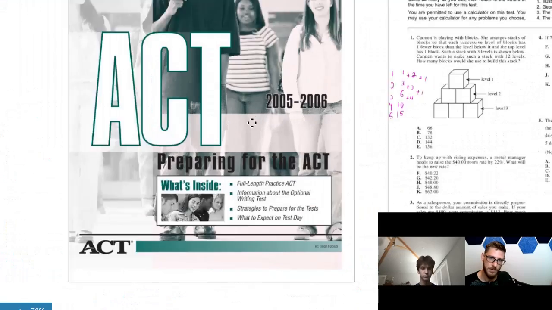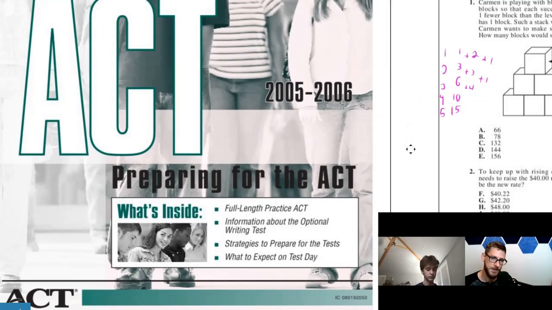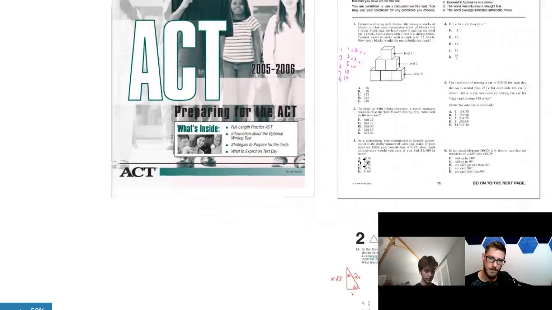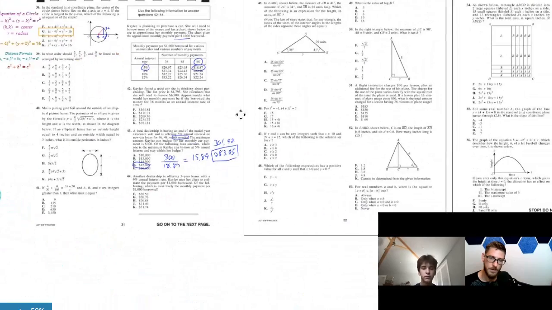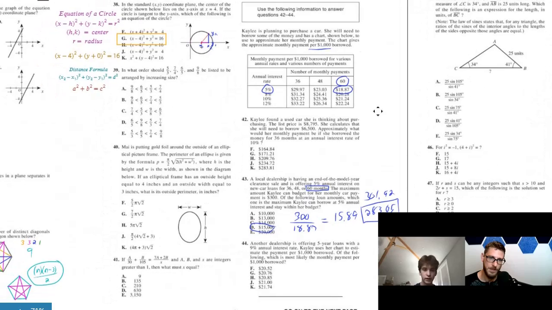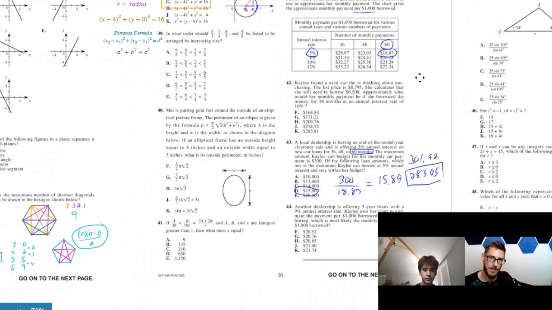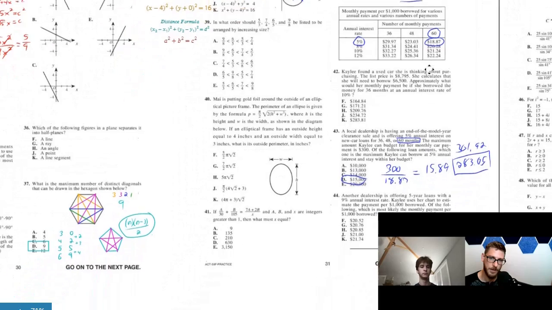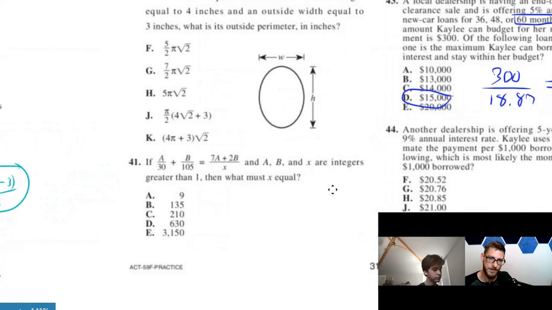This is still from the 2005, 2006 ACT. 41, I didn't get right. So we did 41. Oh, we did? Oh, no, we didn't. Sorry, we did 40. Okay, yeah, right. 41.